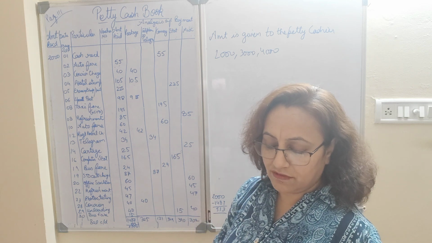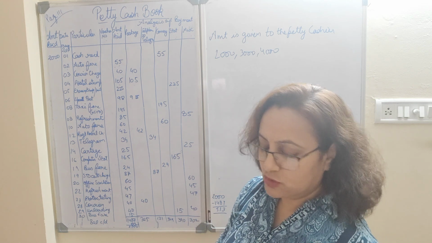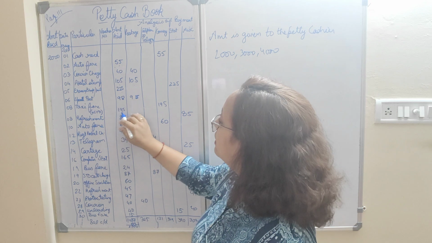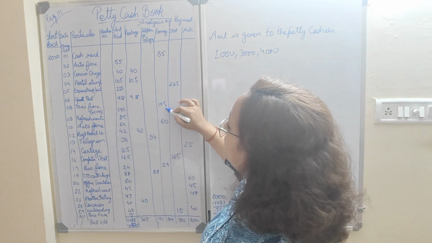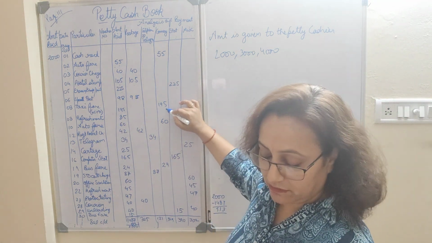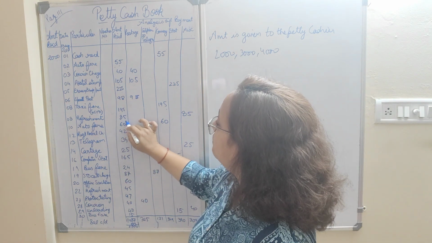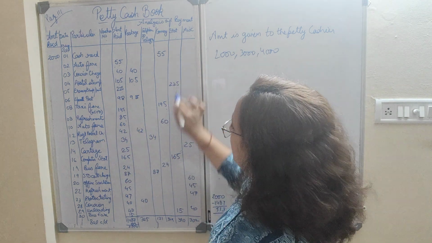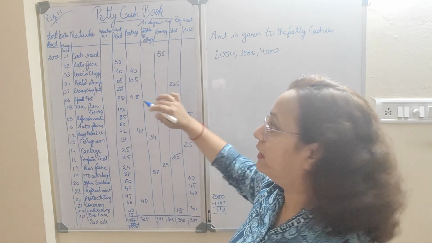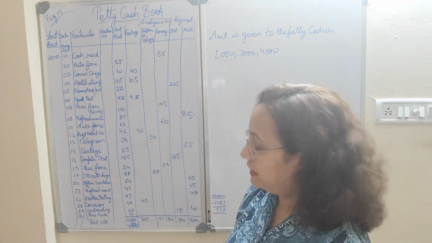Then we have taxi fare 105 plus 90. So it means it is a total taxi fare of 195, written in amount paid, and it is written in conveyance because taxi is our conveyance. Then refreshments are 85. Refreshments of 85 don't come in any other head, so they will be written in miscellaneous.